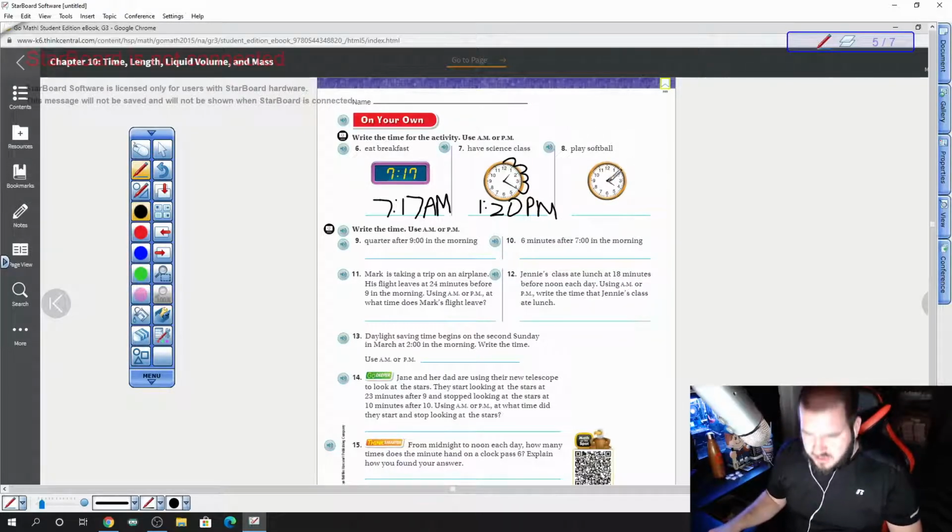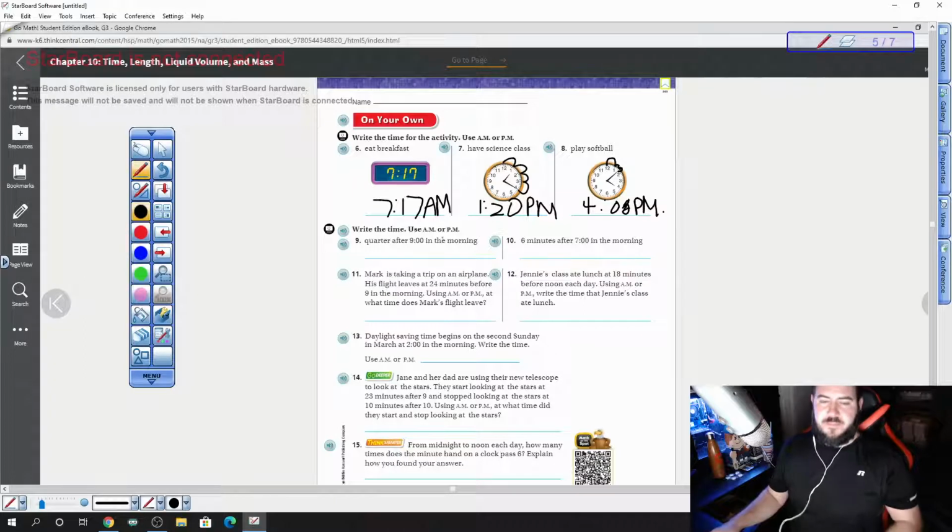Playing softball. So I notice our hour hand is just after the 4. So it's going to be 4. And our minute hand just after the 1. So we're going to go 5, 6, 7, 8. 4:08. Playing softball. We would not want to play at 4:08 a.m. We wouldn't play at 4:08 p.m.